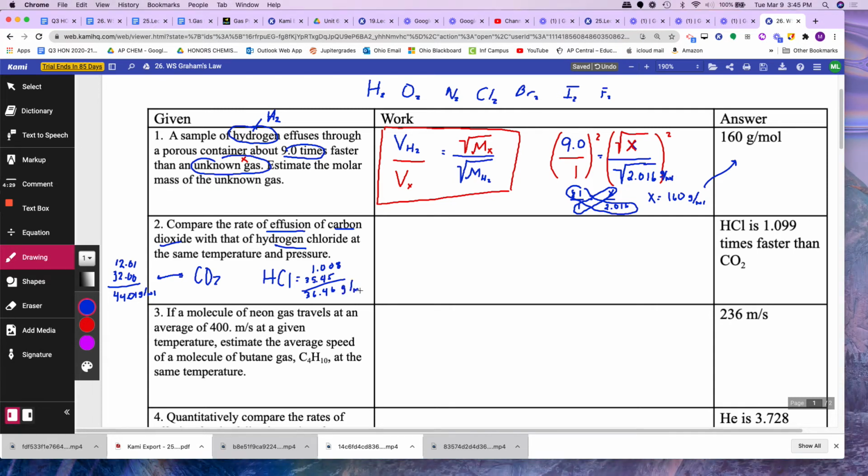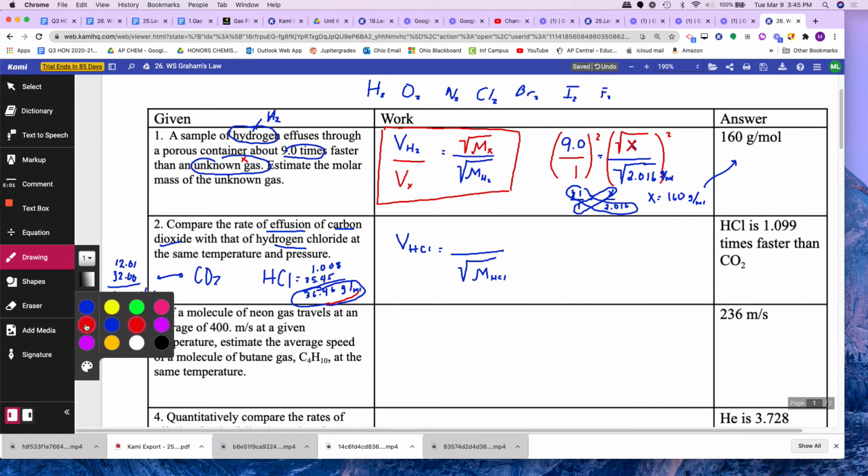Okay. What I'm going to do is pick the lighter molecule to put on top. It'll just make my number easier here because it'll be faster. So my lighter one is HCl. We'll use blue for that one. So again, we will always write this formula. VHCl is inversely proportional to the square root of the molar mass of HCl.